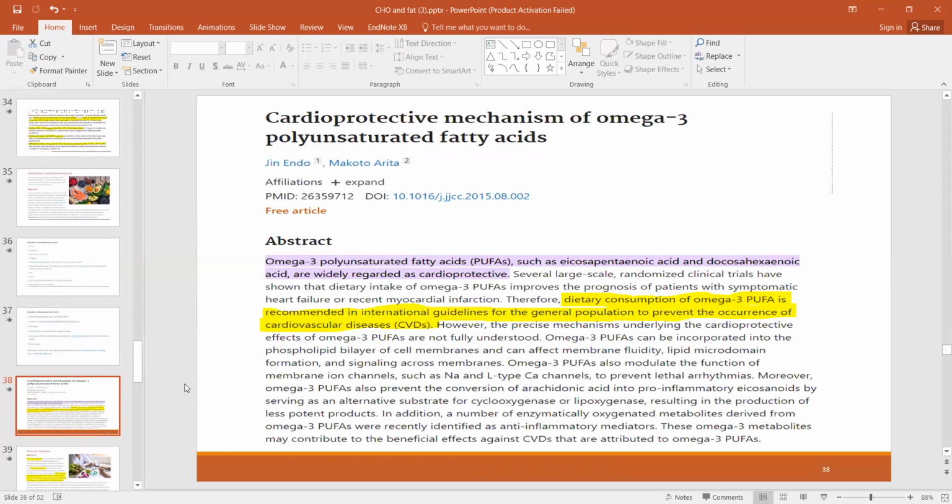This is one of the articles which show that omega-3 polyunsaturated fatty acids have a cardioprotective mechanism. Omega-3 polyunsaturated fatty acids such as docosapentaenoic acid and docosahexaenoic acid are widely regarded as cardioprotective. Dietary consumption of omega-3 polyunsaturated fatty acids is recommended in international guidelines for the general population to prevent the occurrence of cardiovascular diseases.